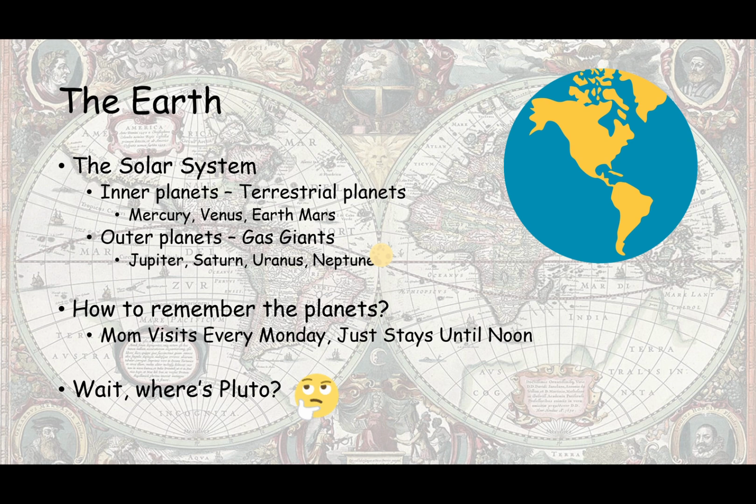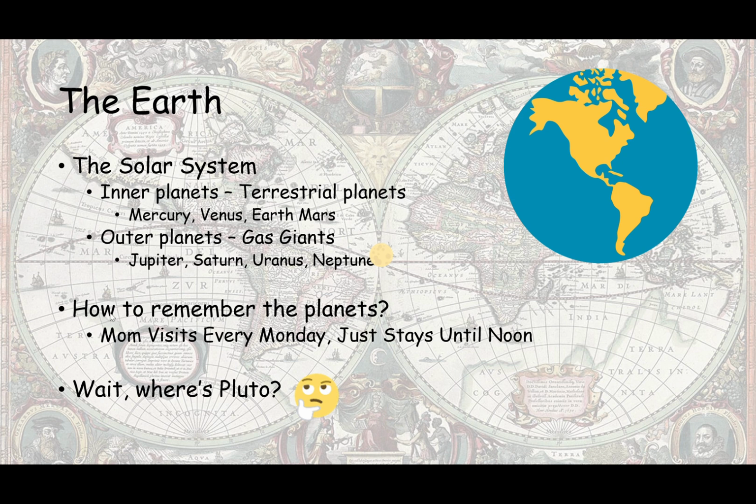The first thing we need to understand about the Earth is where it is in our solar system. Y'all have had this before, and you know we're the third planet from the sun. But we are one of the inner planets, and these are the terrestrial planets: Mercury, Venus, Earth, and Mars. I missed a comma. The outer planets are our gas giants, and those are Jupiter, Saturn, Uranus, and Neptune.